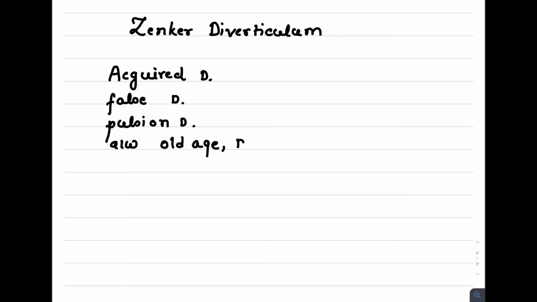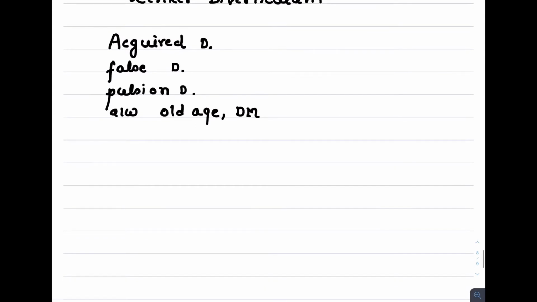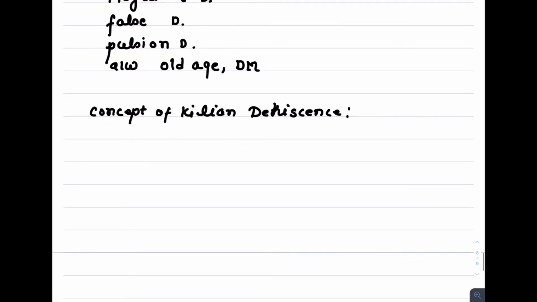And this is associated with old age, where the muscle will be weak, and diabetes mellitus, where there will be neuromuscular discoordination. So the concept of Killian dehiscence is very important. They will ask you in your viva, and if you know the Killian dehiscence, then you know the Zenker diverticulum very well. What is Killian dehiscence?